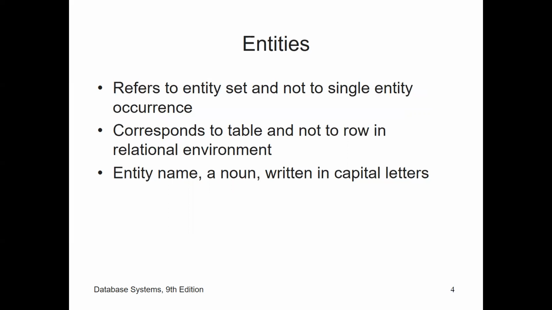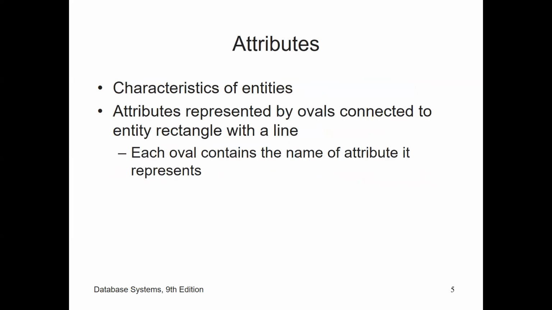Entities. The word entity in the ERM often corresponds to a table. The ERM refers to a table row as an entity instance or entity occurrence. Entity refers to an entity set and not a single entity occurrence. It corresponds to a table and not a row in the relational environment. An entity name is a noun and is often written in uppercase letters.